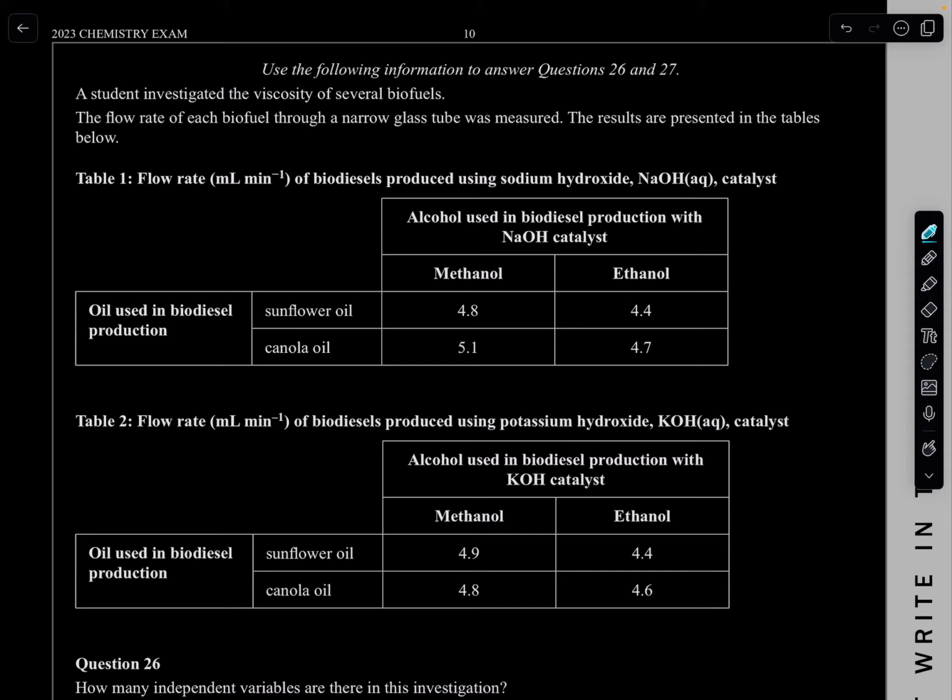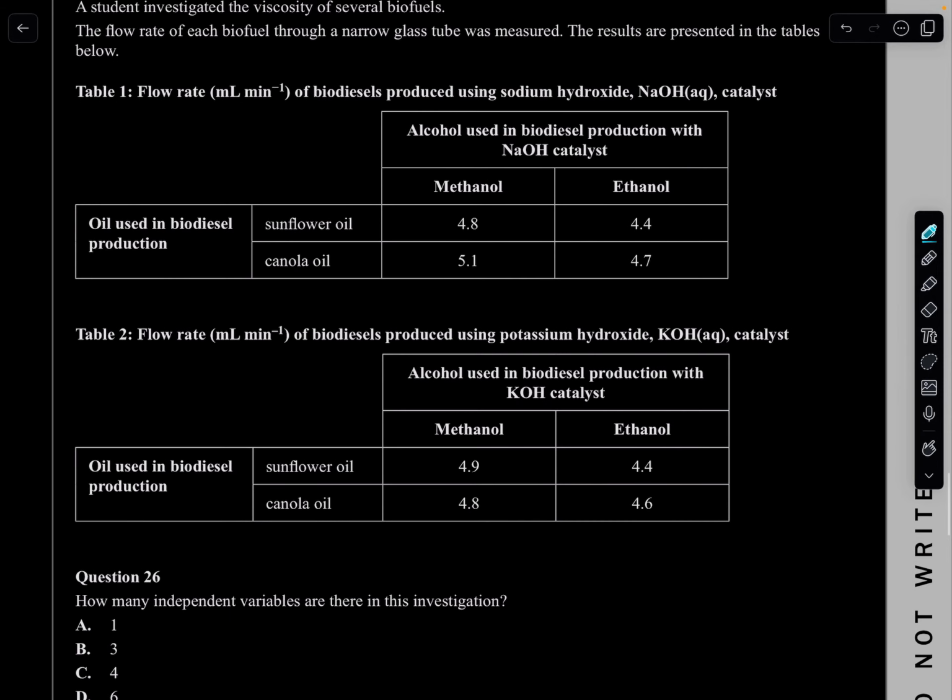The flow rate of each biofuel through a narrow glass tube was measured. The results are presented in the tables. So okay, flow rate of biodiesels produced using sodium hydroxide, and we have alcohol used in biodiesel production with NaOH catalyst. Oil used in biodiesel, so sunflower oil, canola oil, methanol. There's so much happening here. Then flow rate of biodiesel produced using potassium hydroxide. Okay. So we have methanol, ethanol, sunflower, and canola oil.